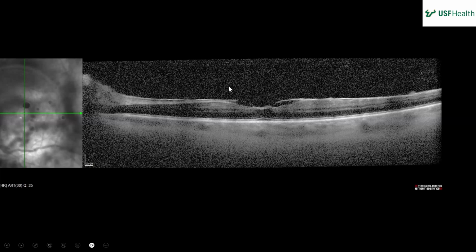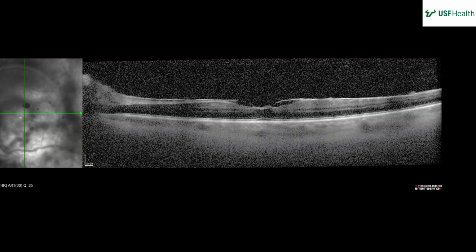Some of that's just exposures. This snow is probably just a function of the settings on the machine, but these white spots probably are actual vitritis, probably. But this is probably just the image quality, all that snow. Okay, go ahead.